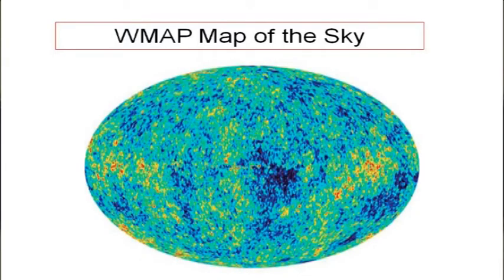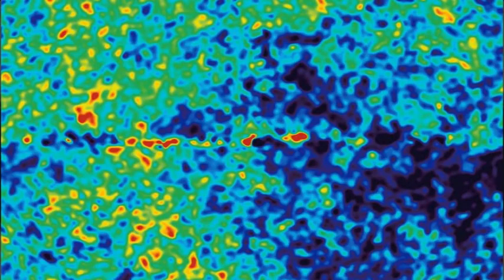Here's the WMAP satellite. This is a map they have produced of the sky. Blue spots are slightly cooler, about 1 part in 10 to the 5. Red spots are slightly hotter, 1 part in 10 to the 5. And this has a wealth of information, which then tells us a great deal about the early universe. Here it is in more detail.